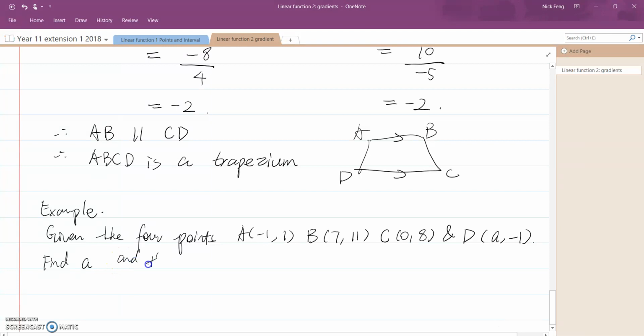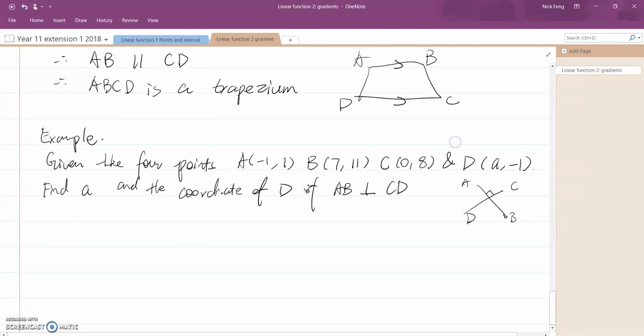And the coordinate of D if AB is perpendicular to CD. In other words, AB crosses CD at 90 degrees. Okay, remember the condition for two lines to be perpendicular? It's the product of their gradients multiplied together equals -1.